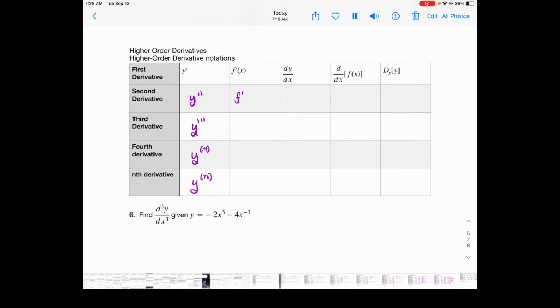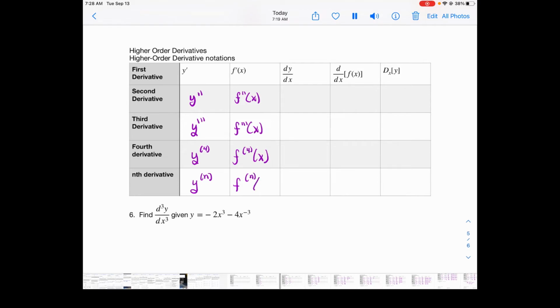We'll do the same thing for the f of x notation. So here's the third derivative of f of x. The fourth derivative, because it gets kind of tedious making those tick marks, we will write as f and put the 4 in parentheses of x. And then we do that on until the higher powers of our derivative.